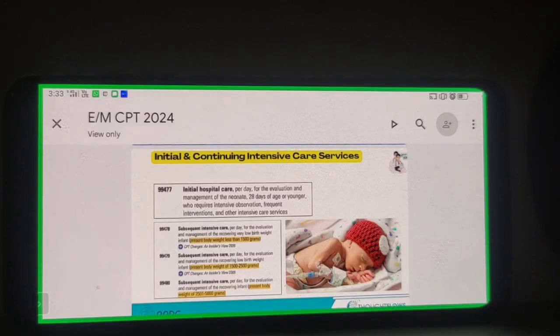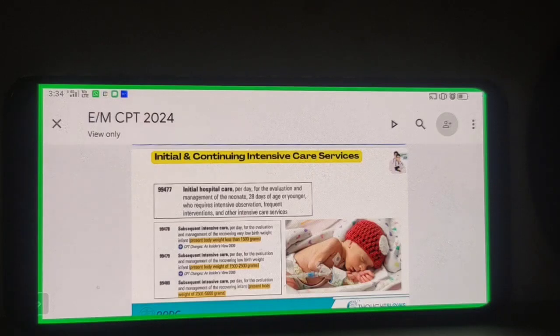So if the baby does not have any critical illness or injury condition, apply the intensive care unit code. If the baby has any critical illness or injury, go for critical care.